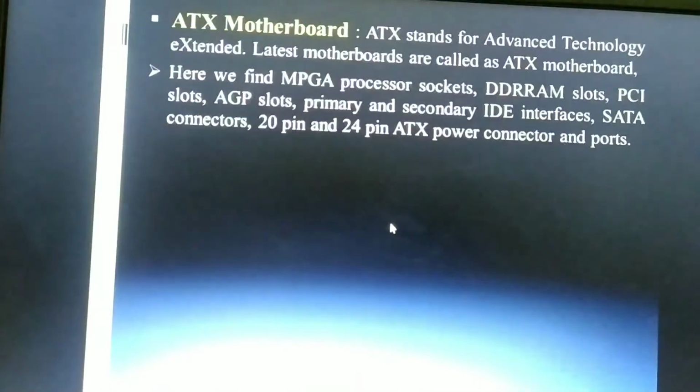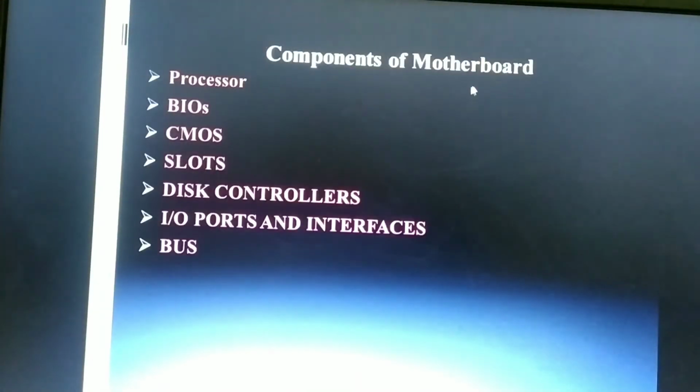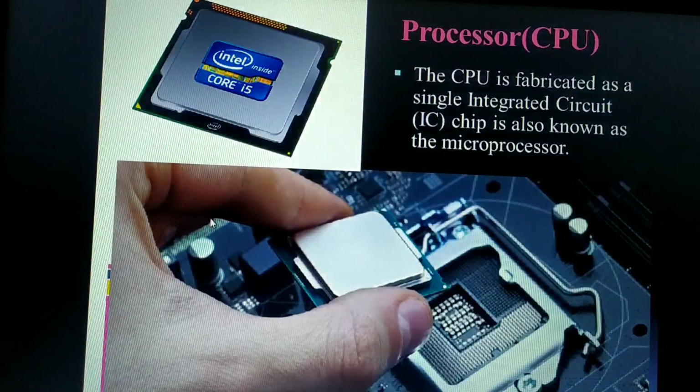So moving on to the next topic, the components of the motherboard. What are the different components? The processor is placed on a motherboard. Then BIOS, basic input output system, CMOS battery, slots of different types such as PCIe and AGP, disk controller, input output ports and interfaces, and bus. These are the different components mounted on our motherboard. Moving on to the first one, that is the processor.